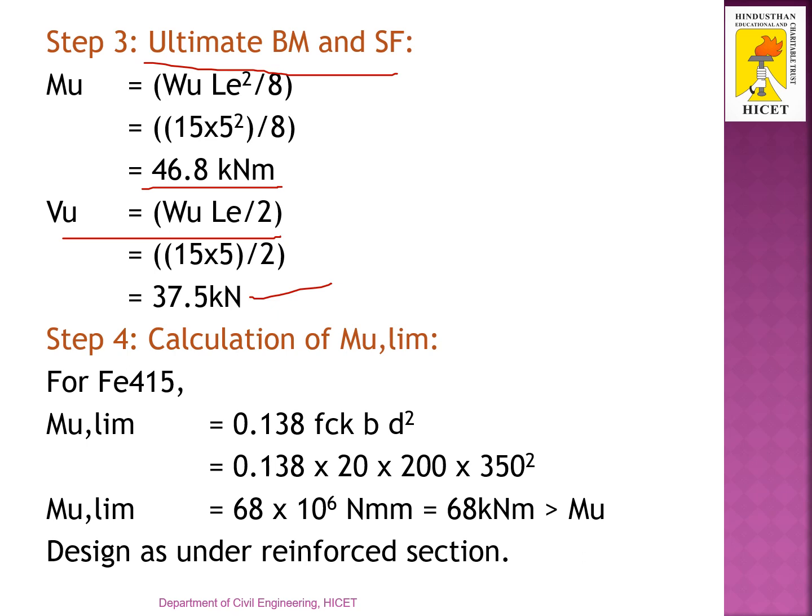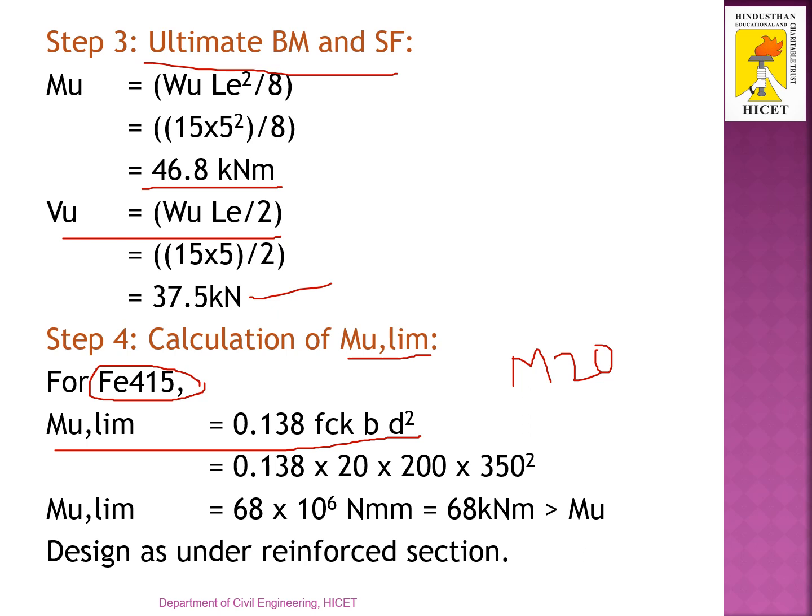Next, we have to identify whether our section is under reinforced or over reinforced. For that, we have to calculate the value of limiting moment. Our grade of steel is Fe415. For Fe415 grade of steel, the limiting moment formula is equal to 0.138 FCK BD square. FCK is equal to characteristic compressive strength of concrete. Our grade of concrete is M20.